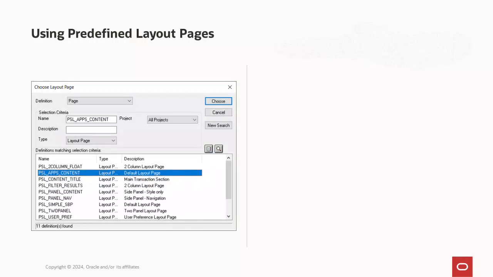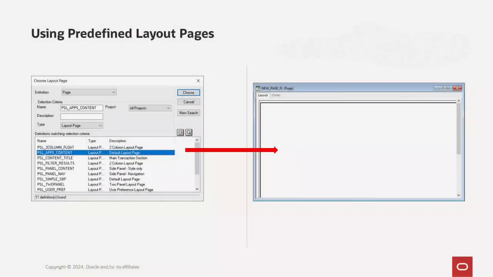When you create a new Fluid page, the Choose Layout Page dialog box will be displayed, which prompts you to select a layout page. Layout pages are templates you can use to help you create various Fluid page types by providing the initial building blocks. This can save time and bring consistency to your development efforts. PSL apps content is the layout page that is considered the basis of any Fluid page. By selecting the PSL apps content layout page, Application Designer performs the following.